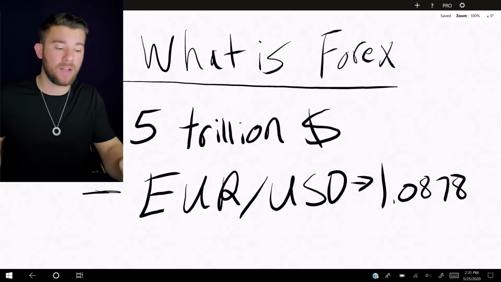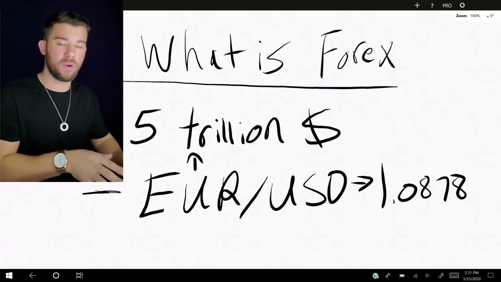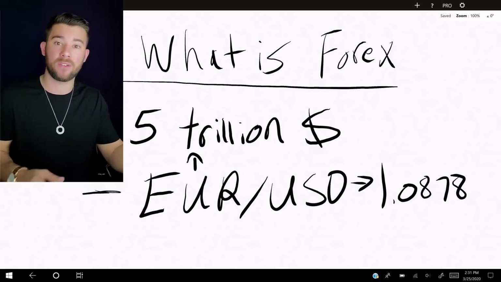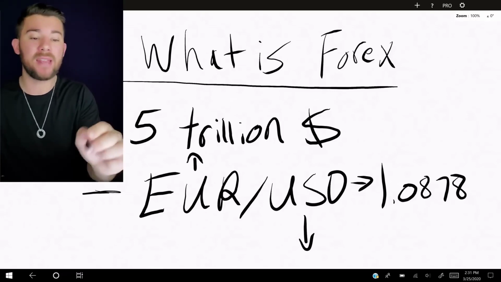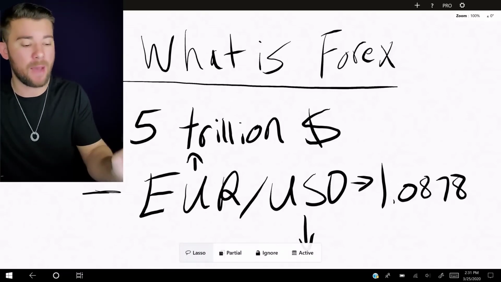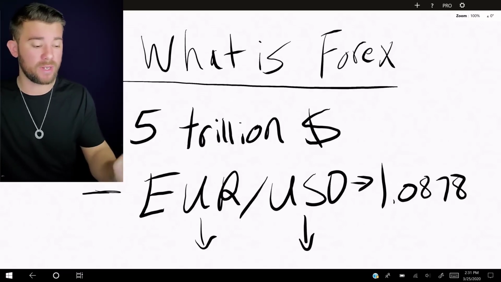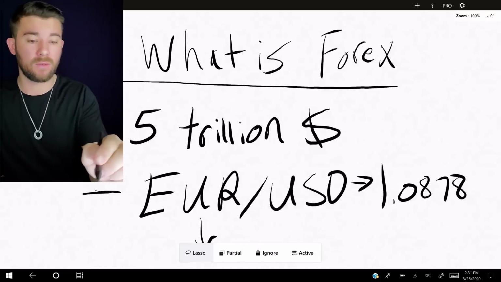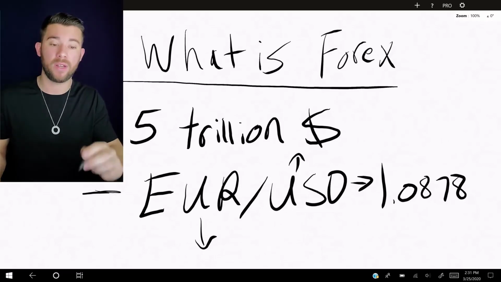The same thing if the dollar, so let's say the euro goes up in value. Let's just start here. If the euro goes up in value, then you're going to need more than $1.0878 to get €1. And if the dollar goes down in value, it's the same thing. And the opposite is true if the opposite happens. If the euro drops, then you're going to need fewer dollars in order to get €1. And if the dollar rises in value, then you're going to need fewer dollars to get €1.